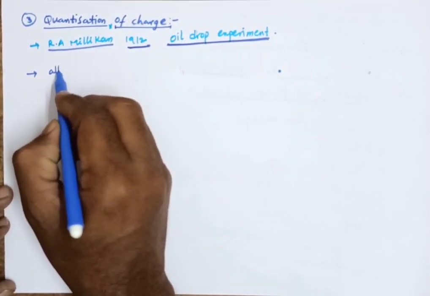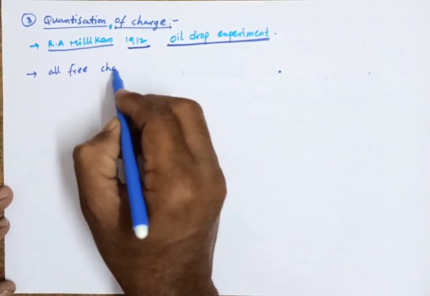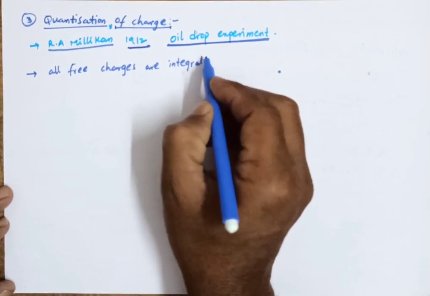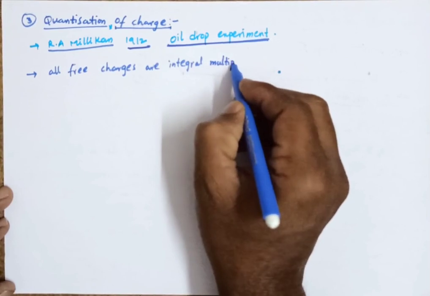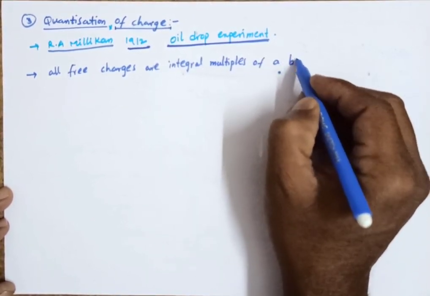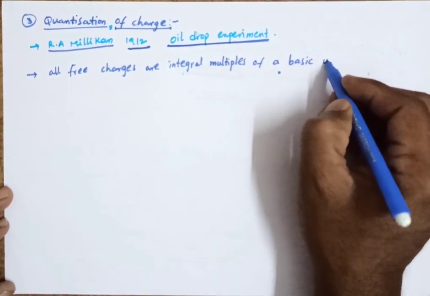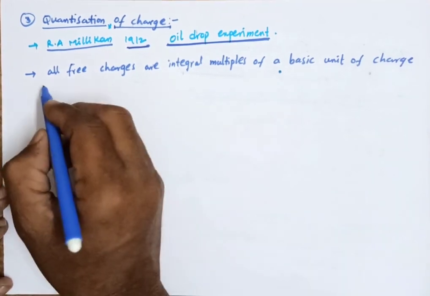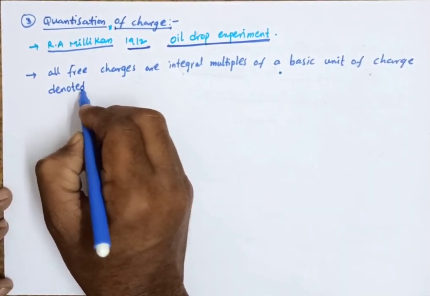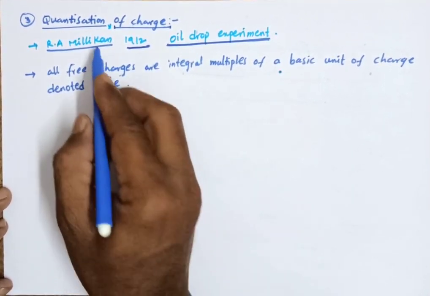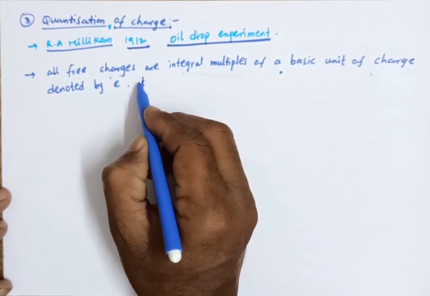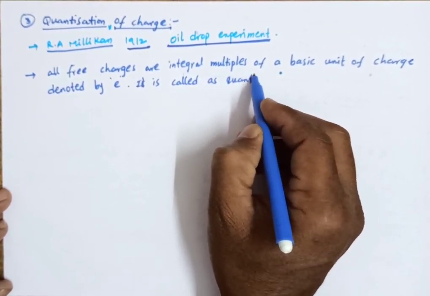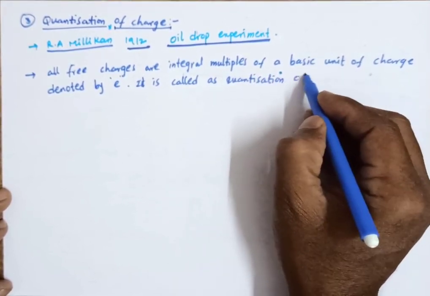In the oil drop experiment, Millikan explained that all free charges are integral multiples of a basic unit of charge denoted by e. So it is called quantization of charge.